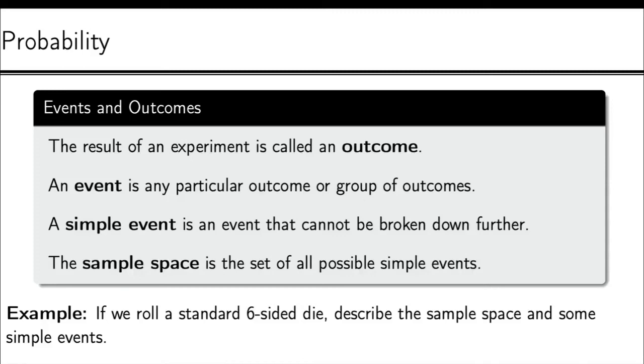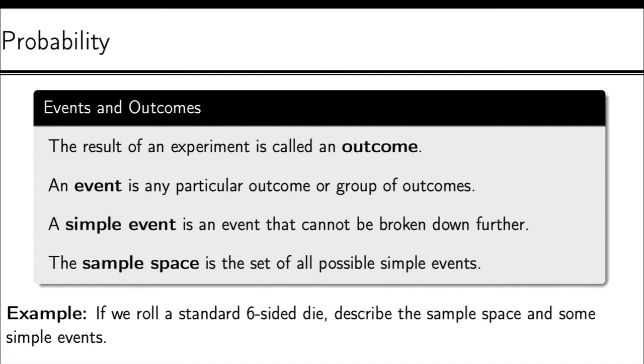So we'll start with some definitions. First, we'll talk about an outcome. An outcome is just when we are performing some type of experiment, and whatever happens as a result is called the outcome. And then we can group these outcomes as what are called events.